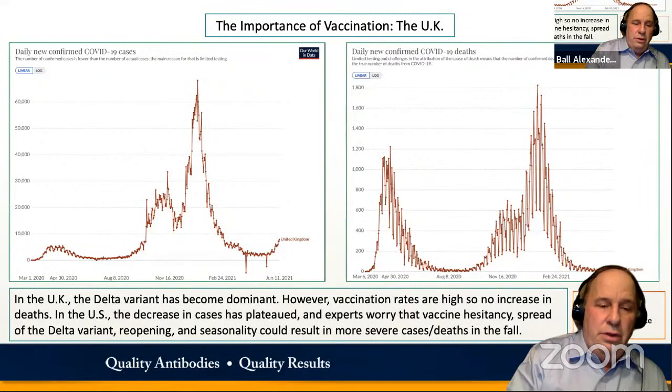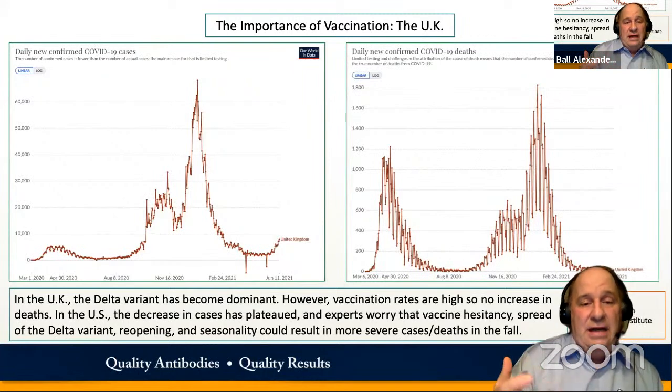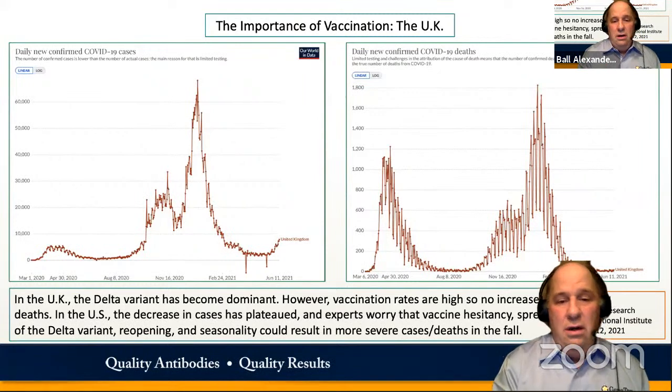which is already within the United States, as we'll see, as more and more cities reopen, and also with the coming of fall and seasonality, the concern is that even in the United States, there could be more severe cases and deaths if the vaccination rate doesn't improve. And so what we see here, and the reason I wanted to show this, is even though the United Kingdom has actually seen a spike in cases that actually caused them to delay their reopening, you're not seeing an increase in deaths. So again, this underlines the importance of vaccination.